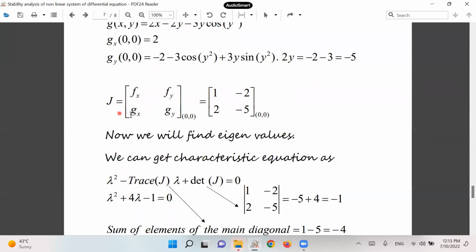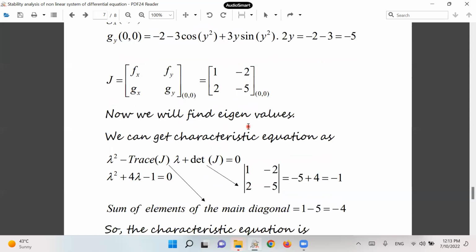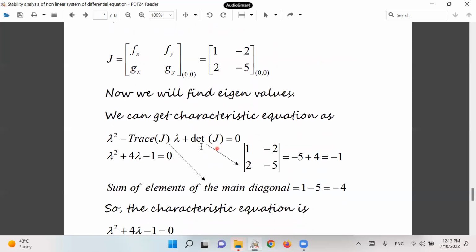Now we are going to substitute these values in the J matrix: f of x is 1, f of y is minus 2, g of x is 2, and g of y is minus 5. In order to find the eigenvalues, we will get the characteristic equation as lambda square minus trace of J lambda plus determinant of J equals 0. So we have to find the determinant of J. The matrix will be 1 minus 2, 2 minus 5. So 1 multiplied by minus 5 will be minus 5, and minus 2 multiplied by 2 becomes plus 4. So the answer will be minus 1.